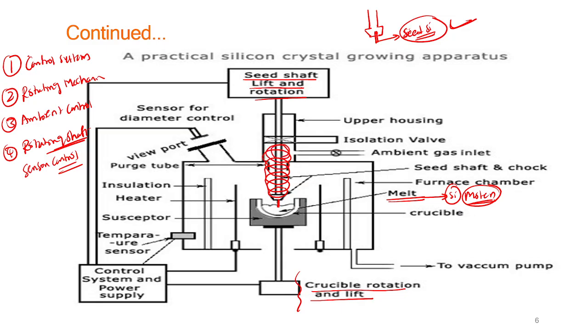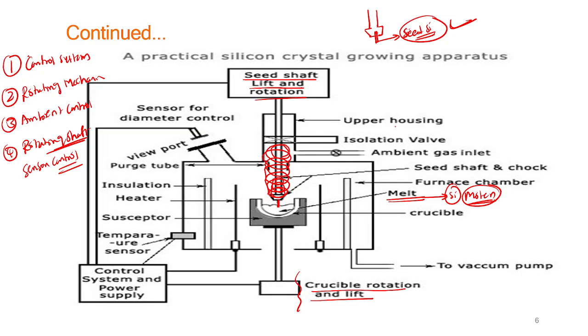Okay, that means the diameter of the silicon sticking to the shaft depends on how slowly you are dipping into the molten silicon and taking it out. Suppose you dip and take out in a fast manner, you get less diameter. If you dip and take out in a slow manner, you get more diameter of the silicon.